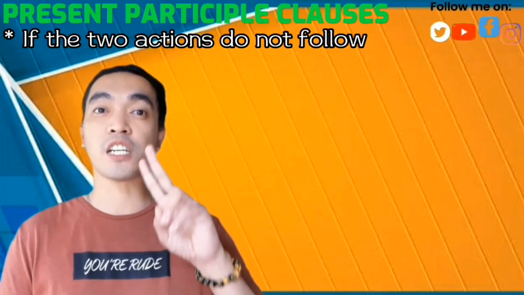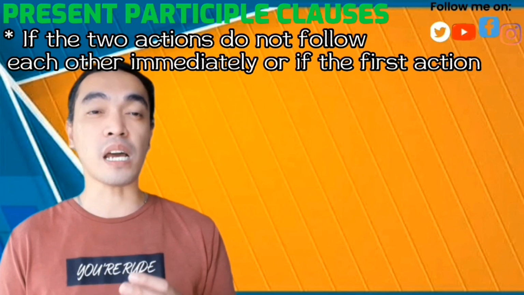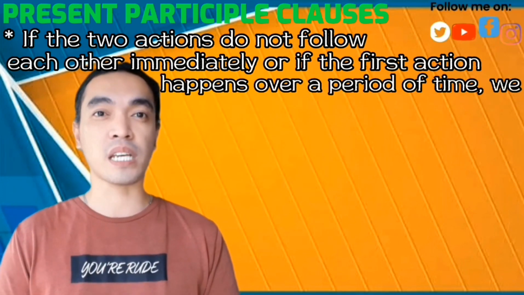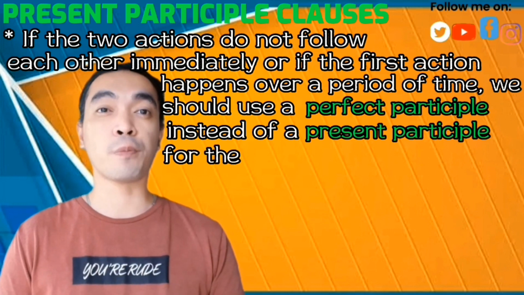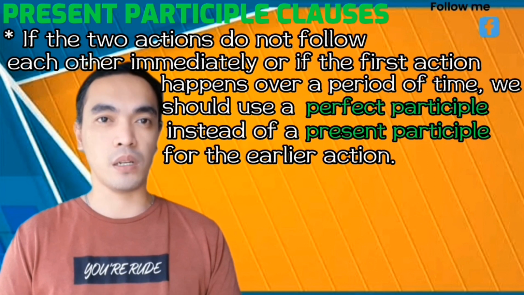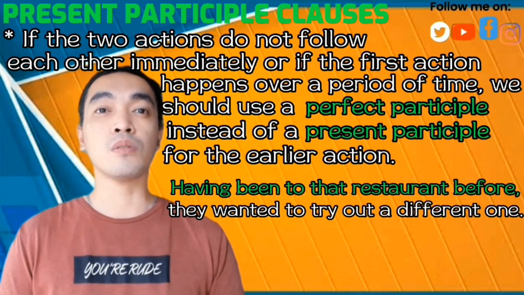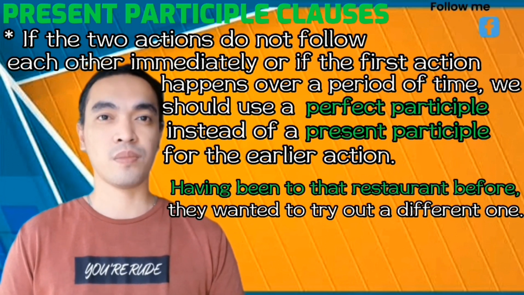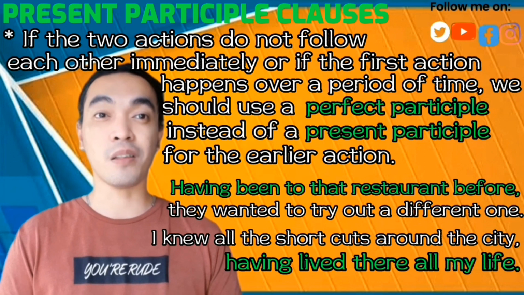If the two actions do not follow each other immediately, or if the first action happens over a period of time, we should use a perfect participle instead of a present participle for the earlier action. Here's an example. Having been to that restaurant before, they wanted to try out a different one. I knew all the shortcuts around the city, having lived there all my life.